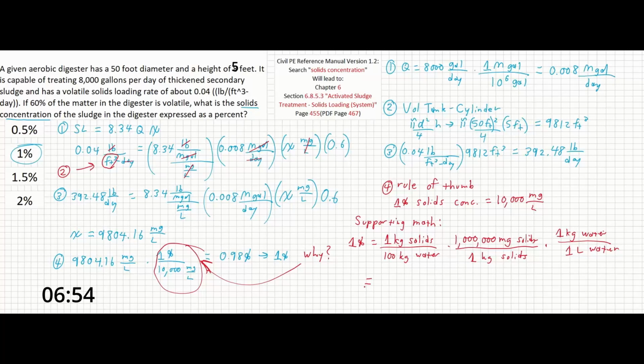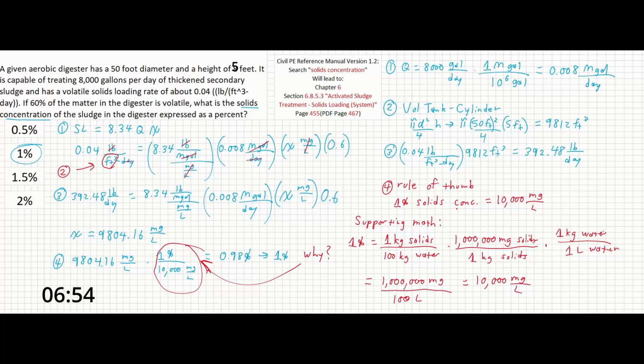Simplifying this out, we can get 1 million milligrams over 100 liters, otherwise known as 10,000 milligrams per liter. So that is where this rule of thumb comes from, and you can find it in other references to wastewater engineering.